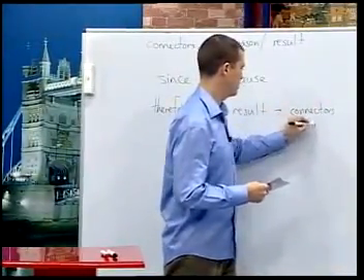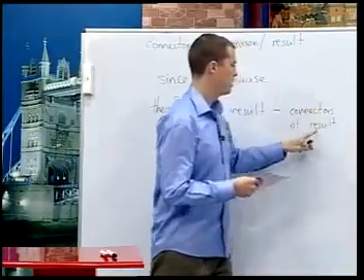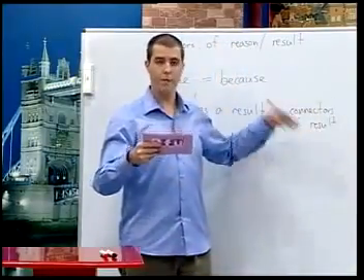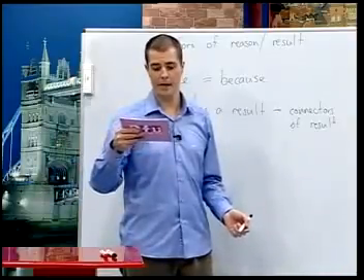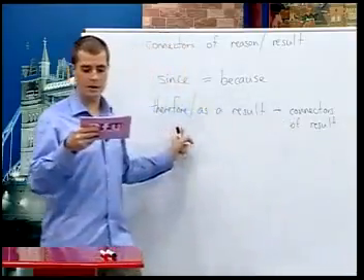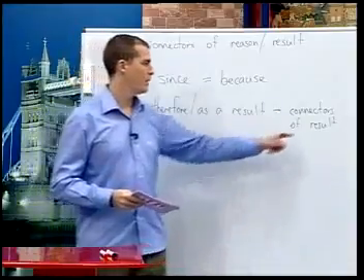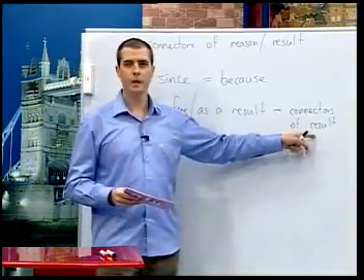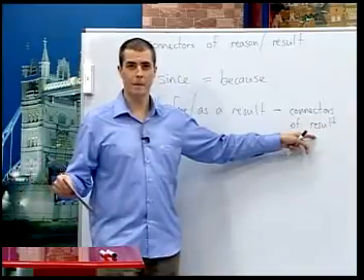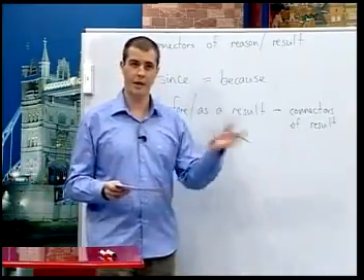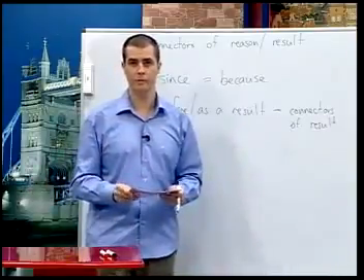Result means that if one thing happens, another thing will follow, another thing will happen after that. They normally begin a sentence and are followed by a comma. So, for example, when it rains, or if it rains, you'll get wet. That's a result. Rain and then wet. Wet is the result of rain.